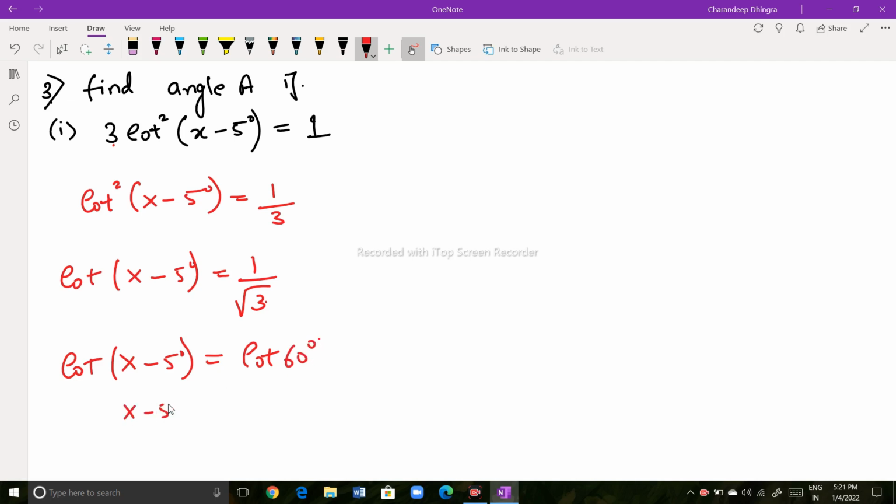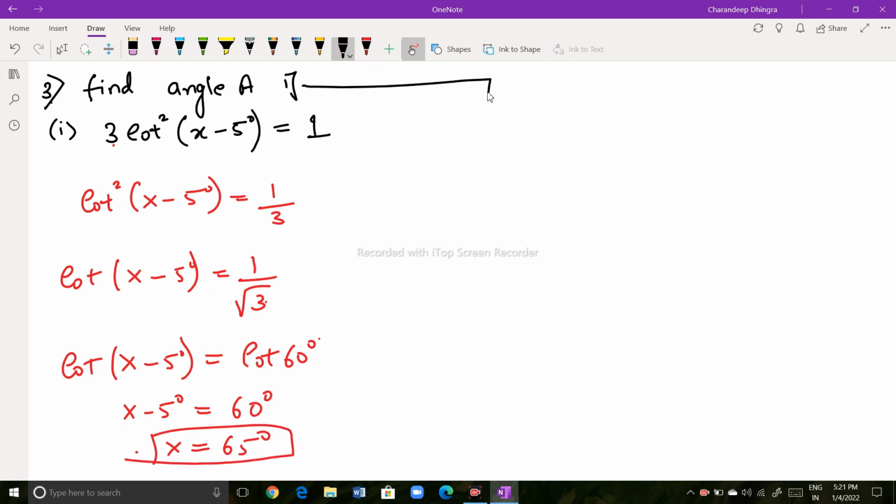Therefore x minus 5 degrees is equal to 60 degrees. So x is equal to 65 degrees. Right? Let's continue with the same question and take another part of this. Let's say we have something like this.